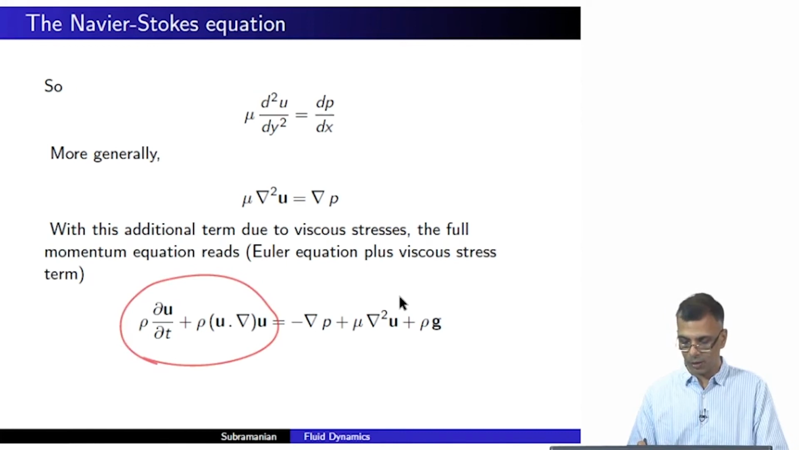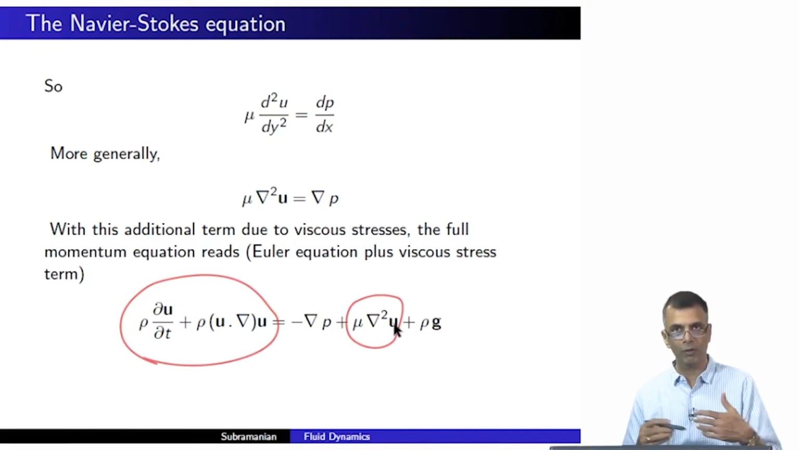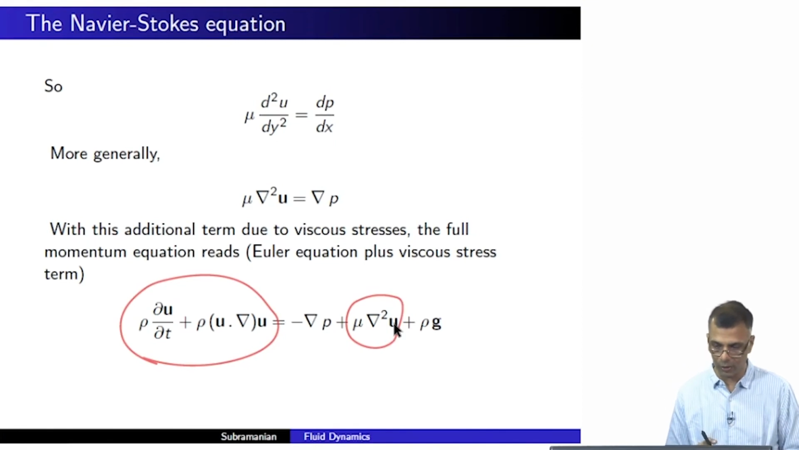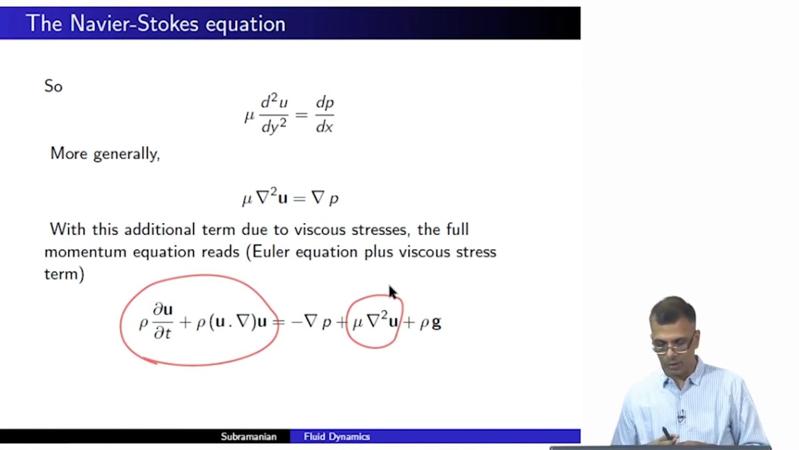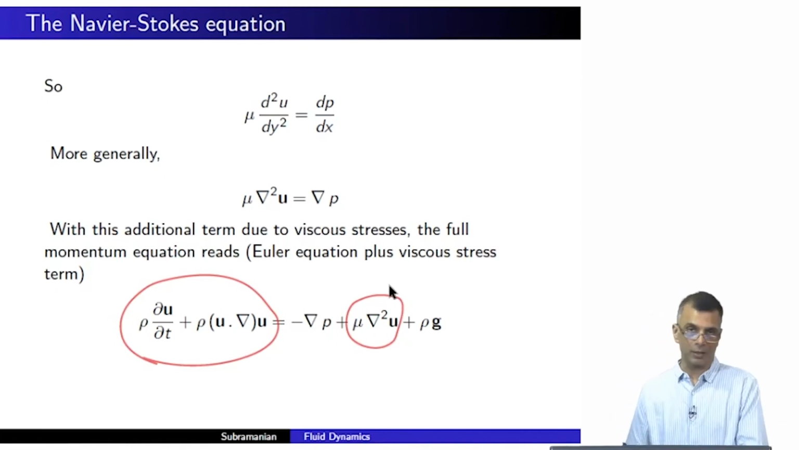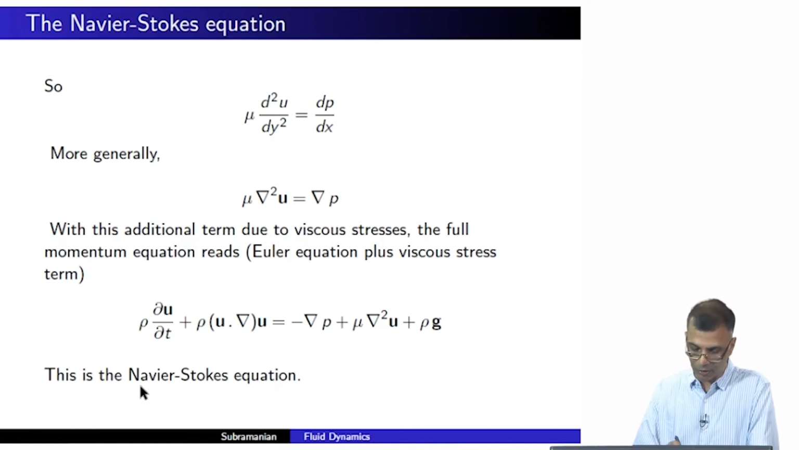And notice the sign of this term is opposite to the sign of this term. This is due to pressure gradient, this is due to body forces. These two we already knew from our discussion of the Euler equation. The additional term is this. Right. So there you have it. And just by way of an aside, this essentially is the Navier-Stokes equation, this thing.